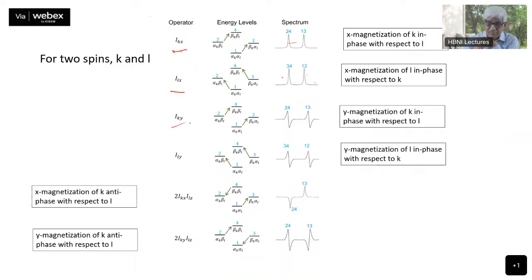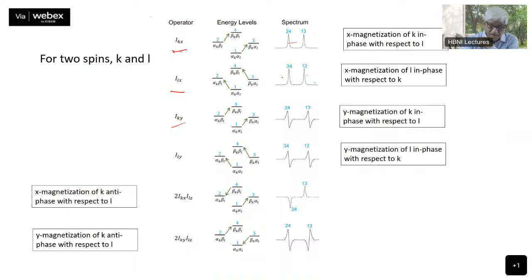Let's look at IKY. Now IKY is the same as this, except this is the Y component, and that was the X component. The Y component and the X component have to have opposite phase, they cannot have the same phase. If Y is absorptive, X is dispersive. If X is absorptive, Y is dispersive. Therefore, these two transitions are now dispersive signals. If IKX represents absorptive signals, IKY represents dispersive signals for the same transitions.